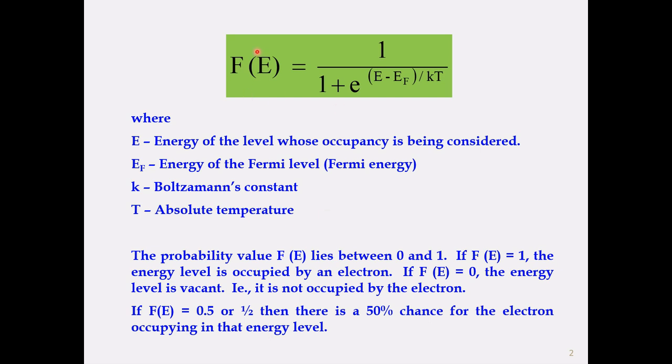As we know that it is a probability, the value varies from 0 to 1. If f(E) is 0, the particle is not present. If f(E) is 1, there is a 100% chance of finding a particle, and if f(E) is 0.5, there is a 50% chance of an electron occupying that particular energy level. With the help of this Fermi distribution function, we can calculate the probability of finding a particle in a particular energy level.